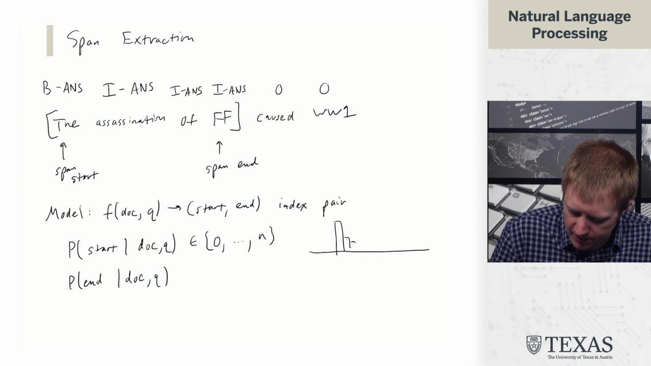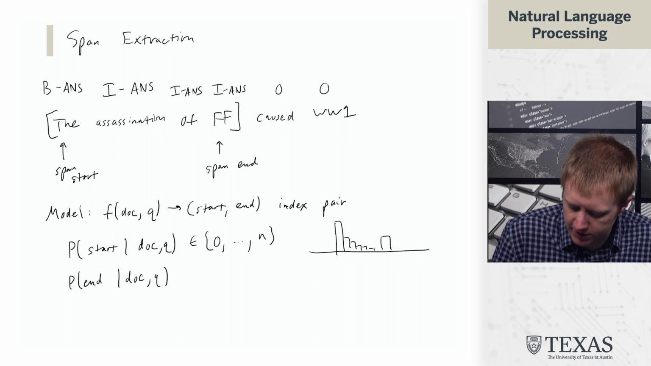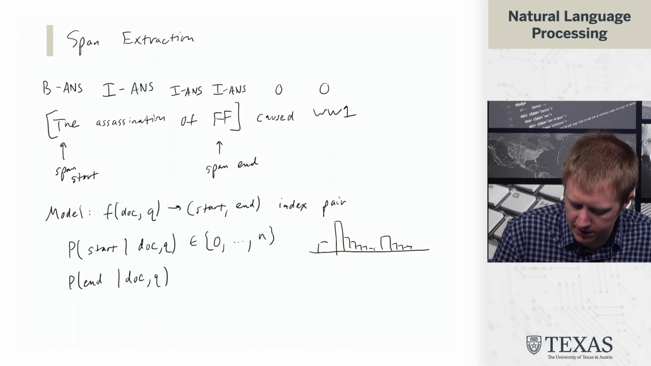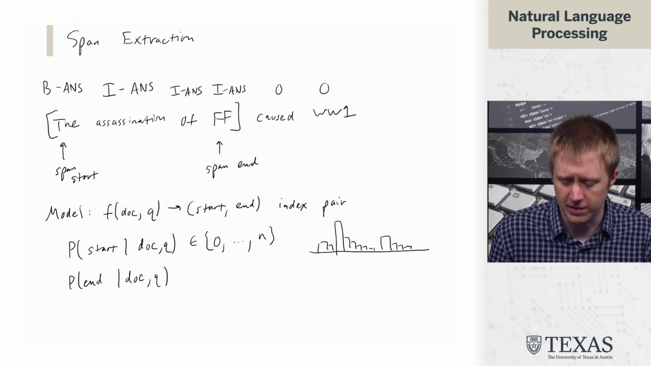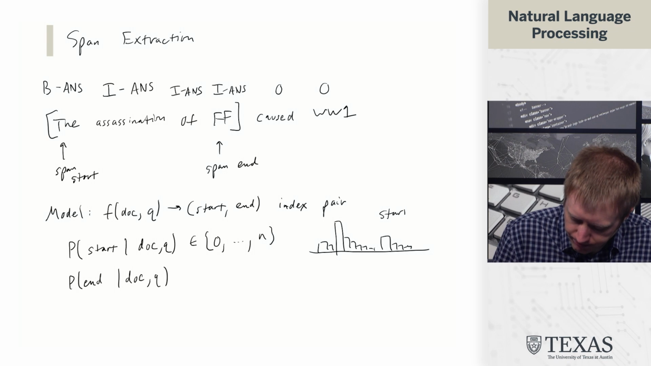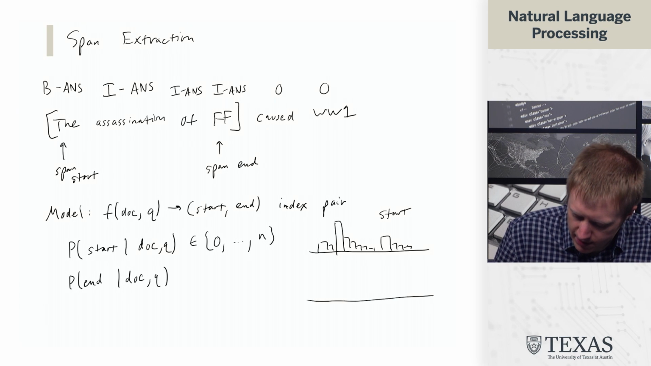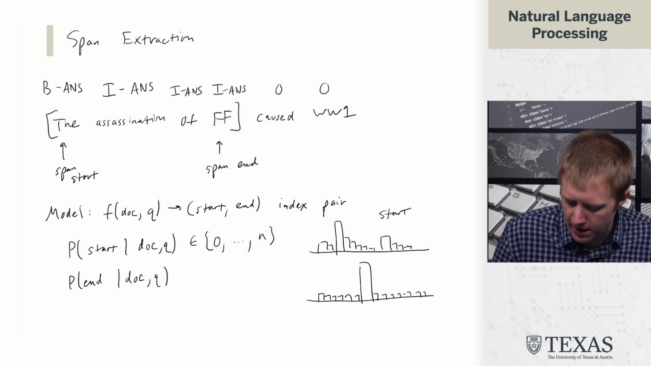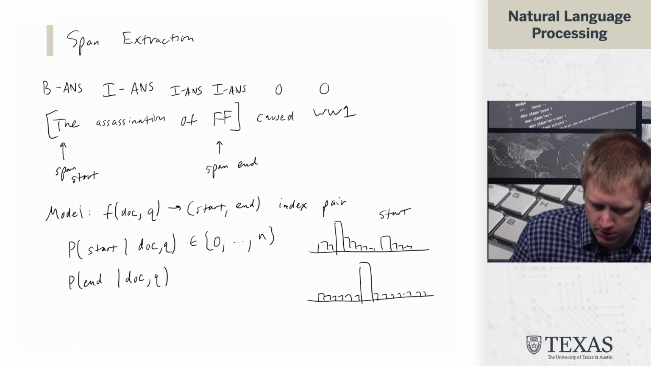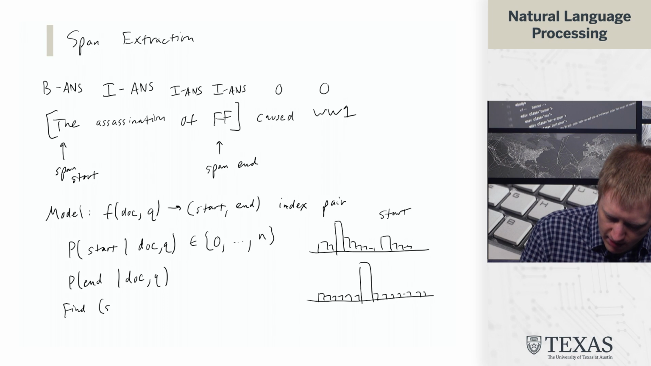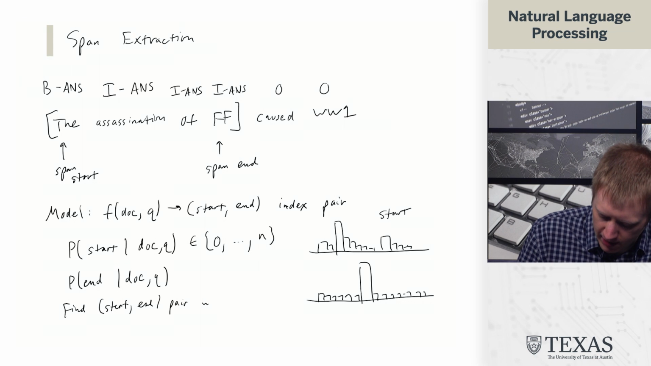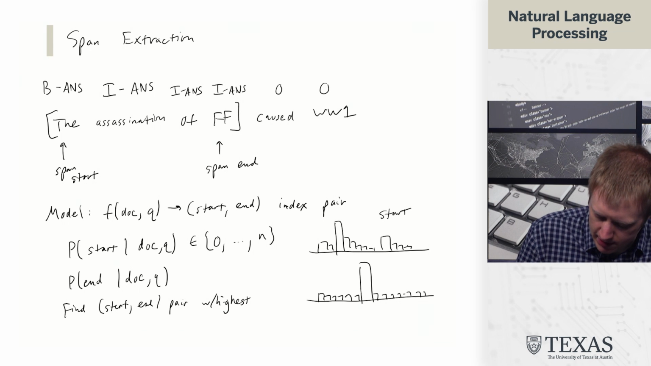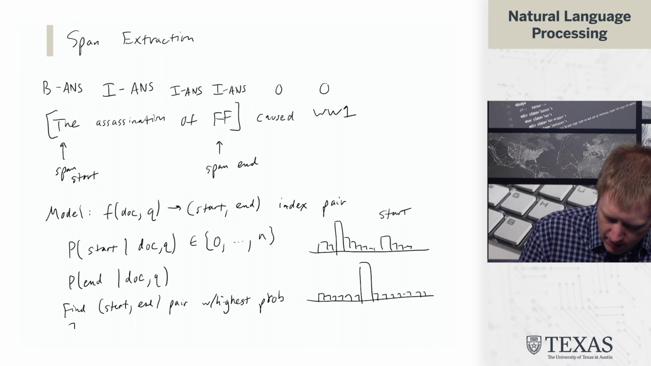Essentially, it represents where the answer is likely to start. And so maybe there's a couple of different possible answers, and the distribution looks like this for start. And for end, maybe the end model knows that the end has to be here and everything else is very low. And so what we do is we find the start and end pair with highest probability that aren't too far apart.